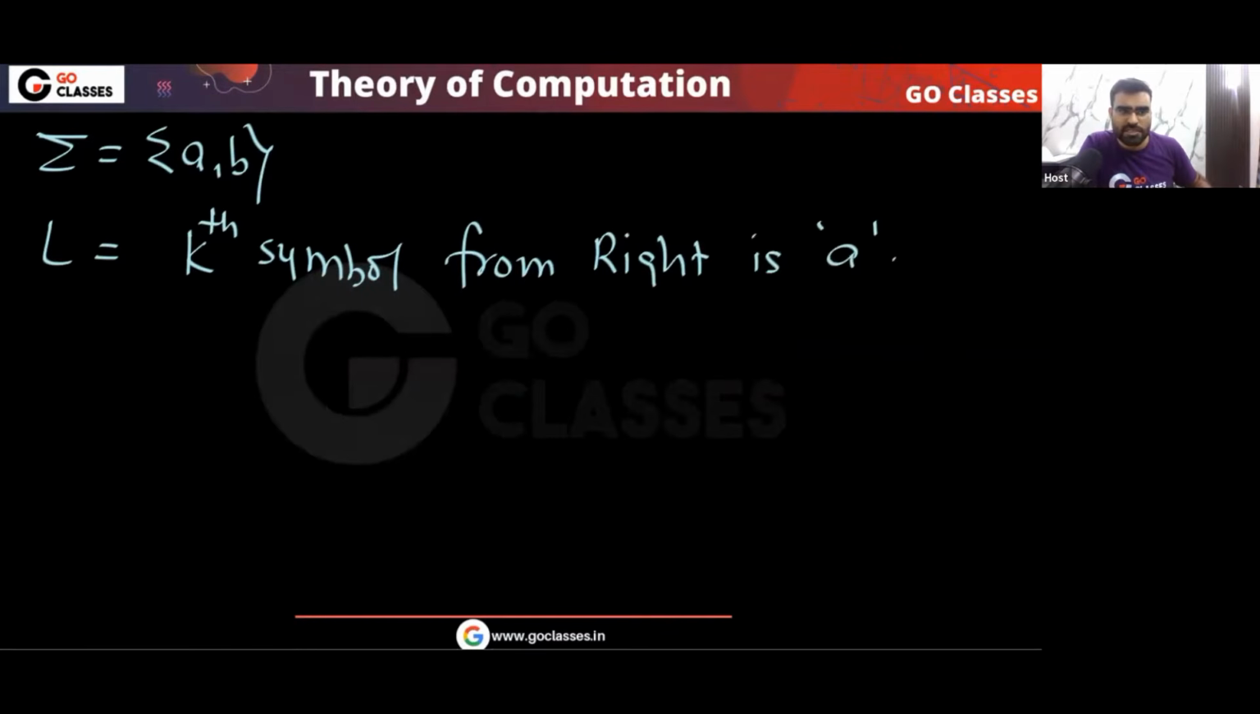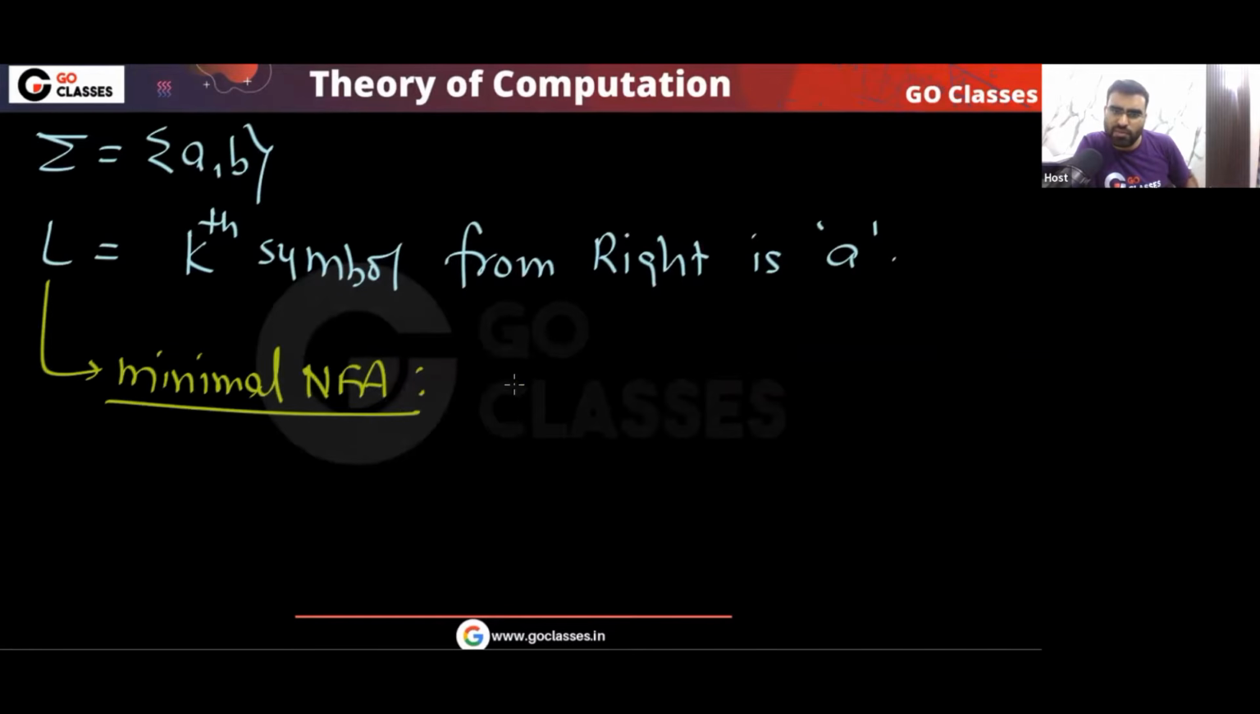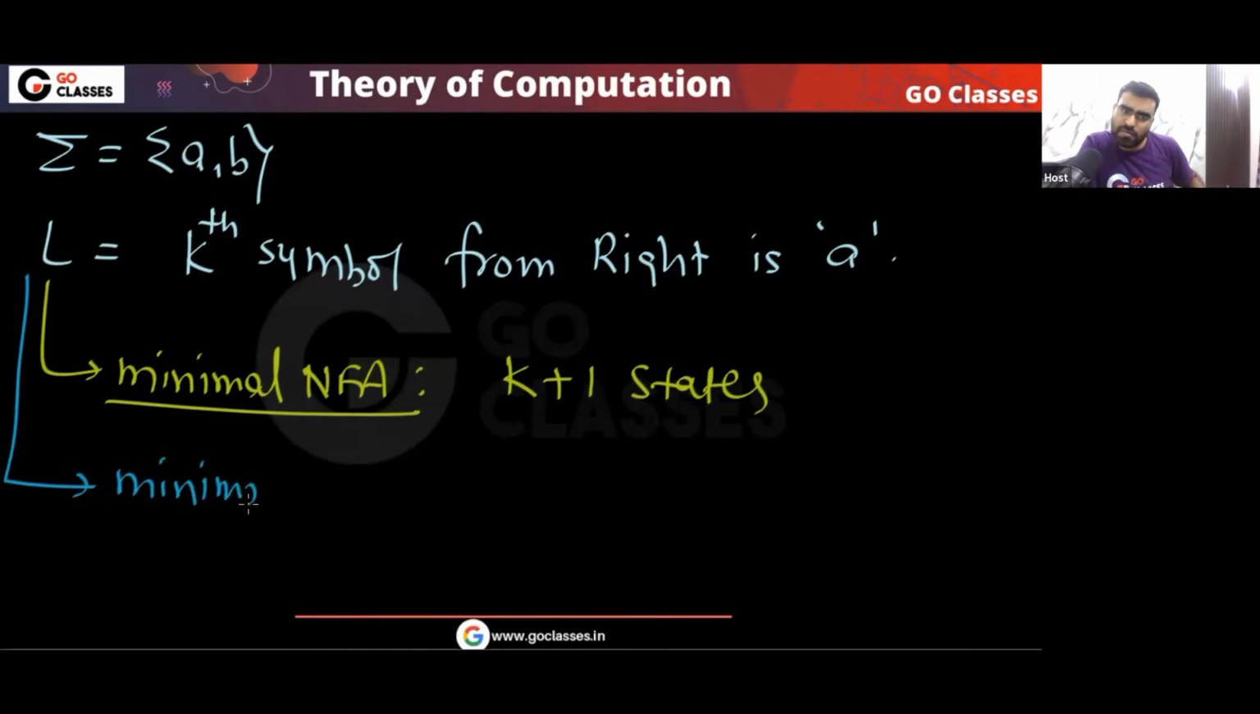We have already seen this. For this language, how many states does the minimal NFA have? In the previous lecture, we saw that the minimal NFA will have k plus 1 states. Yes or no? But the minimal DFA will have 2 power k states.